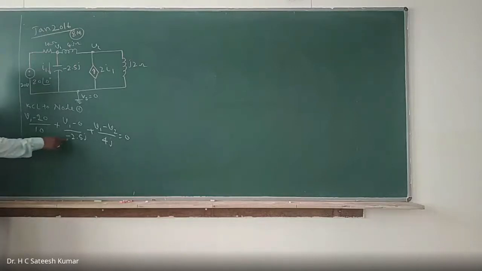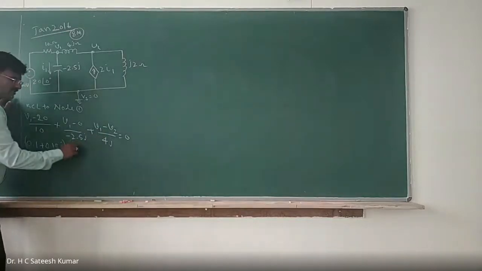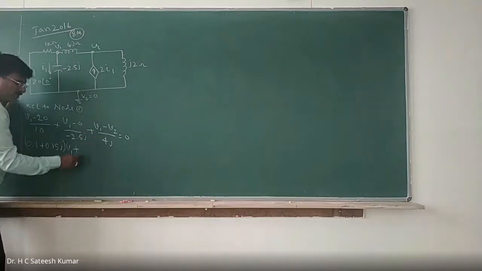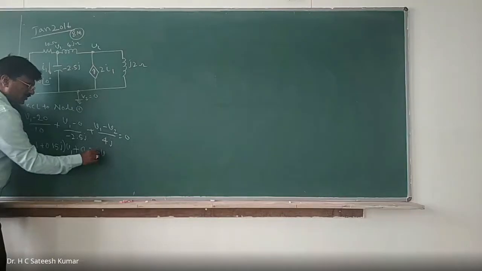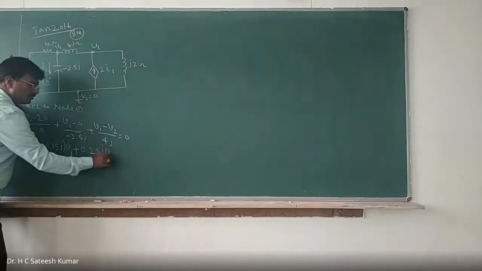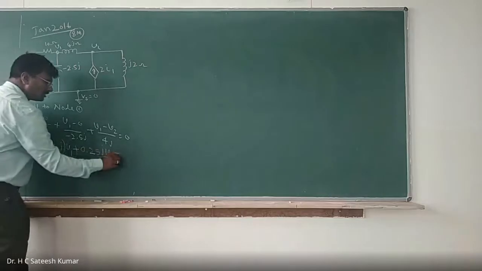1 by minus 2.5j plus 1 by 4j gives 0.15j into V1. And what about V2? When j goes to the numerator, minus j is there, minus of minus is plus, 1 by 4 is 0.25, so 0.25j into V2. And 20 by 10 is 2, transferred to the right-hand side, it will be 2. Call this equation number 1.